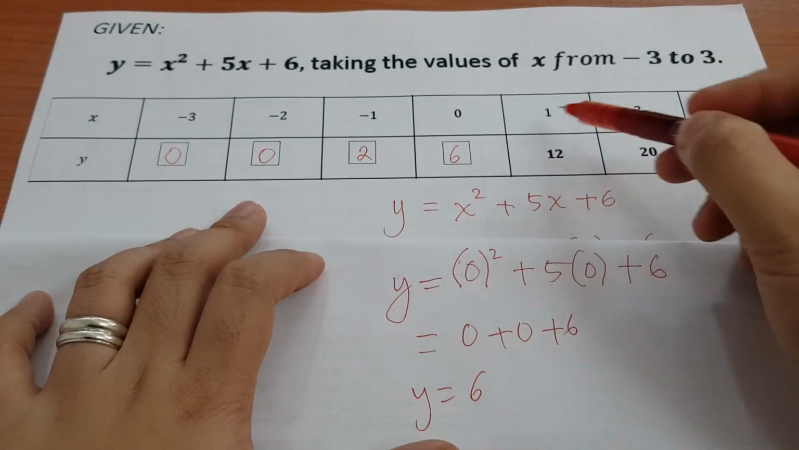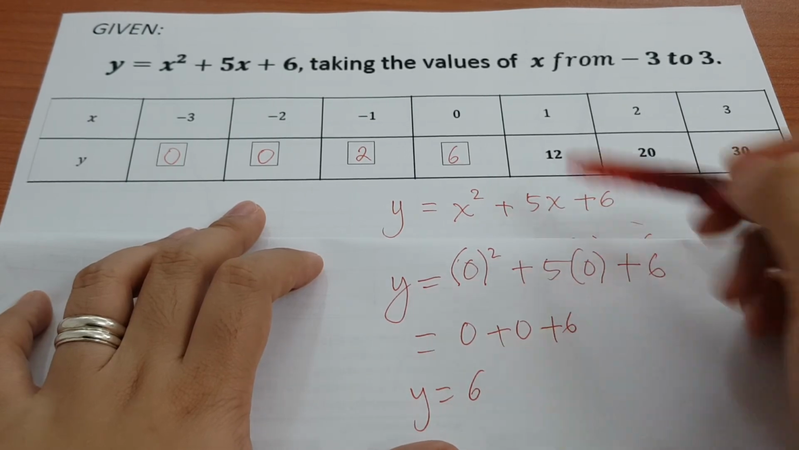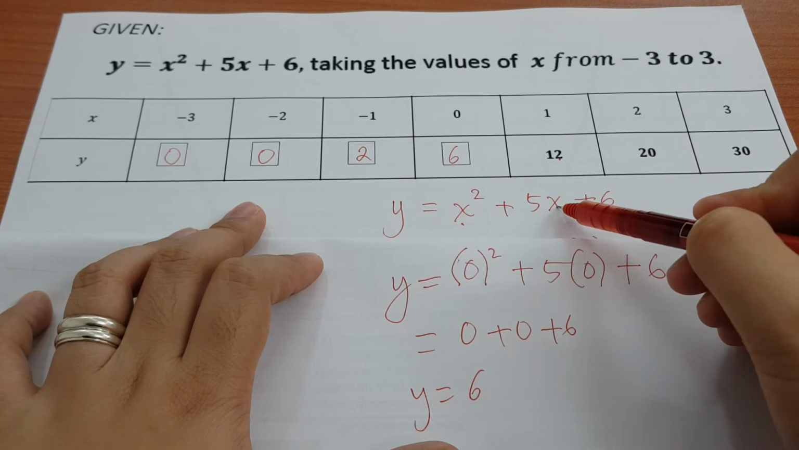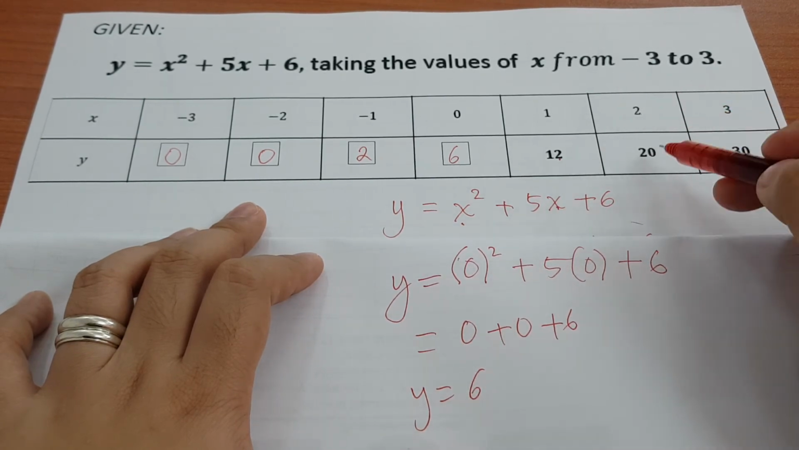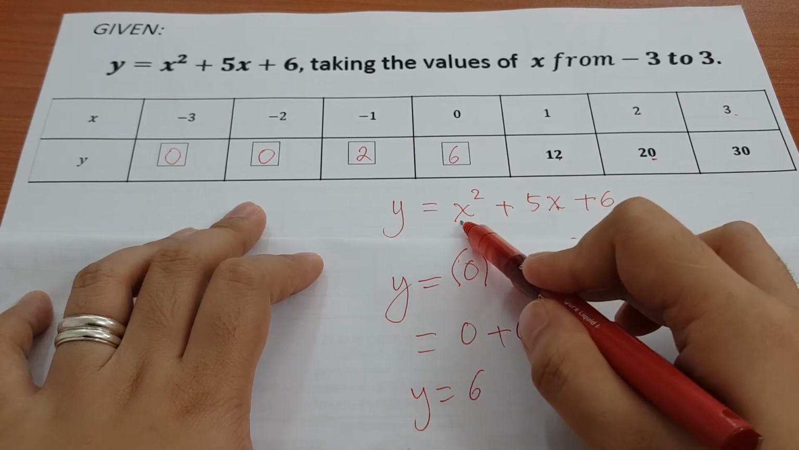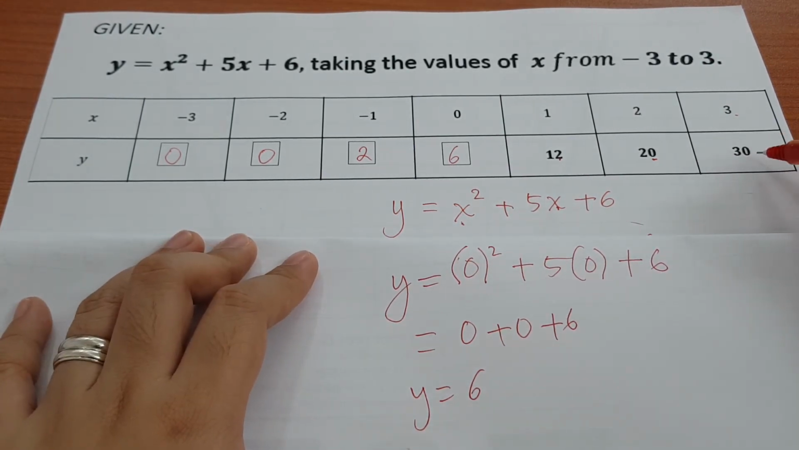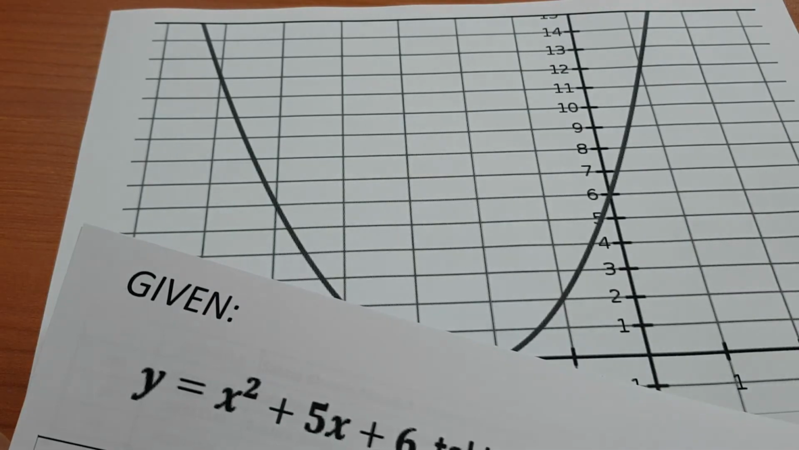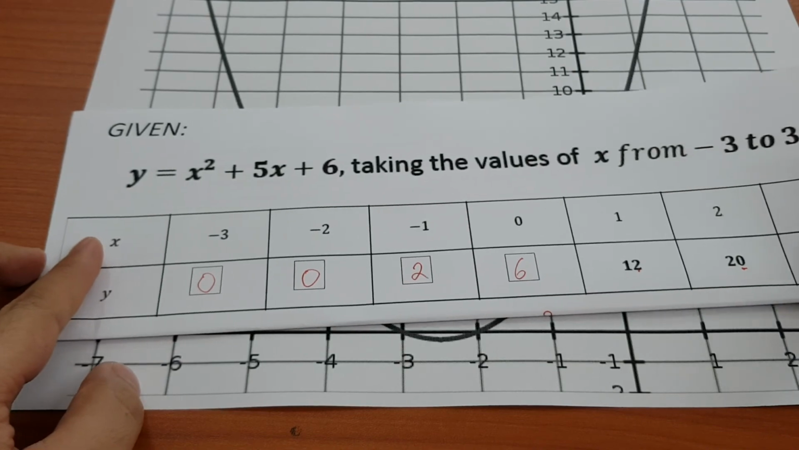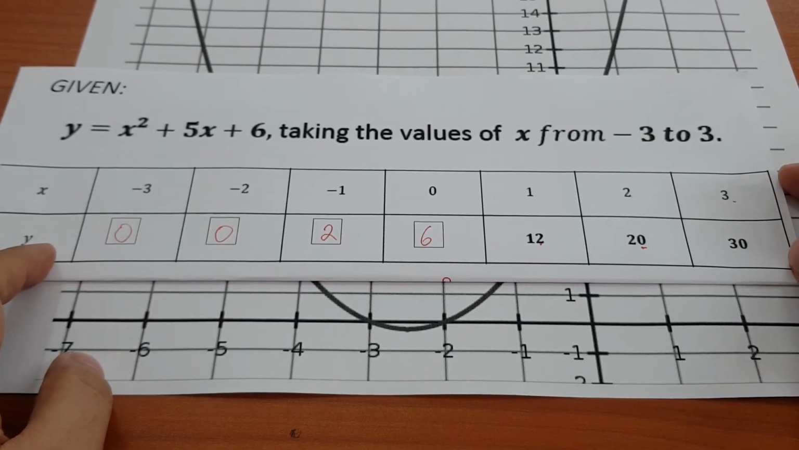The same thing, when x is 1, you just have to replace this x with 1, and then you will obtain 12. When x is 2, replace this with 2, replace this with 2, calculate, and this will be the value of your y. When x is 3, you replace x with 3, calculate, and then you will get the value of your y. Your y will be 30. So once we have completed the values, all you need to do is plot that in the Cartesian plane.